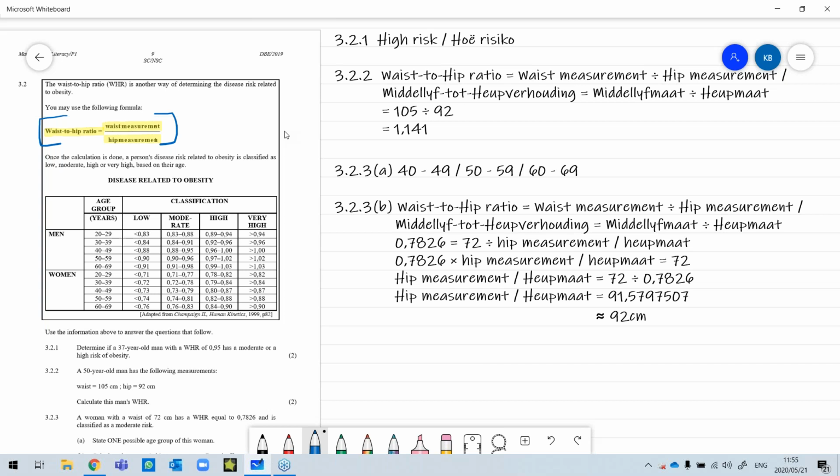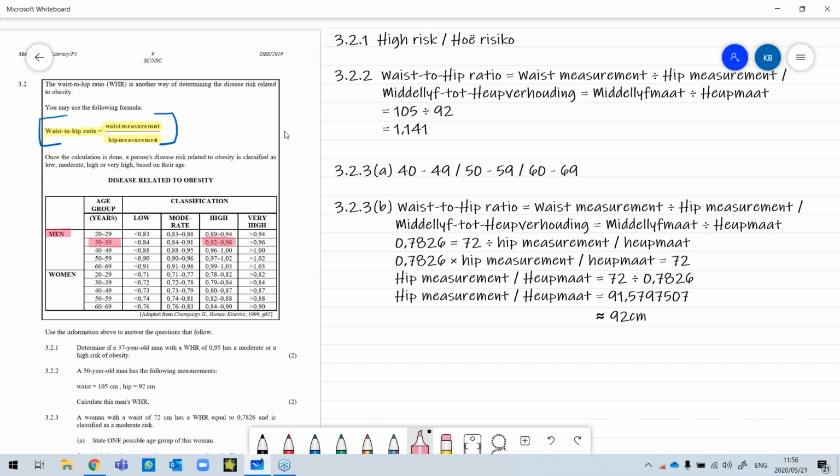Question 3.2.1. Determine if a 37-year-old man with a waist to hip ratio of 0.95 has a moderate or a high risk of obesity. So let's have a look. A 37-year-old man, so that means a man which is 37 falling in over here, and has a waist to hip ratio, die verhouding, of 0.95. So you can see that 0.95 is going to be a high risk classification.